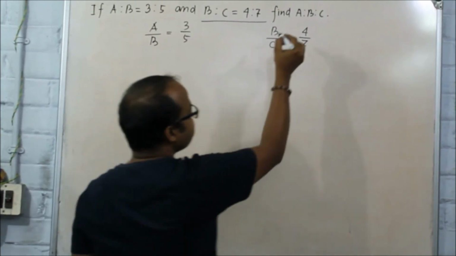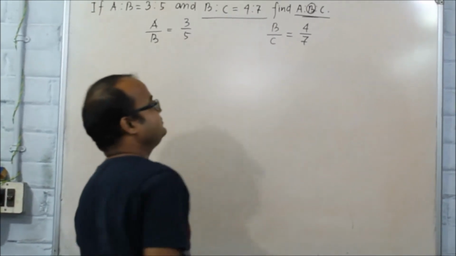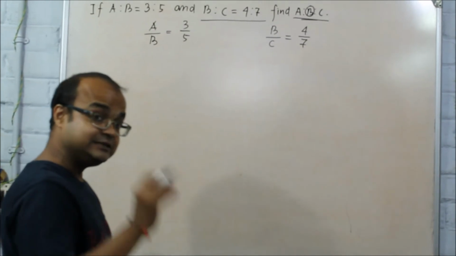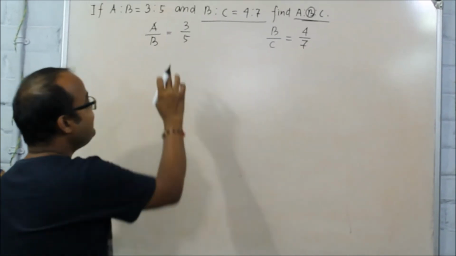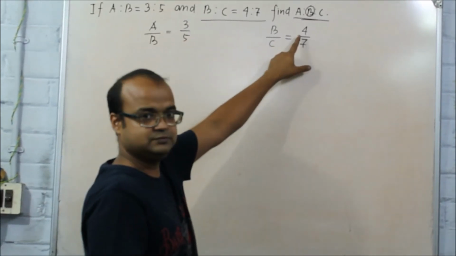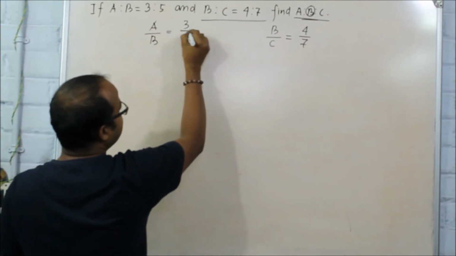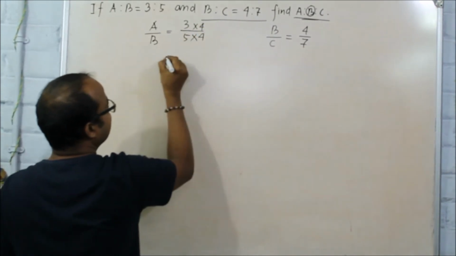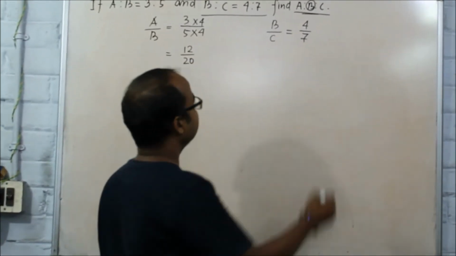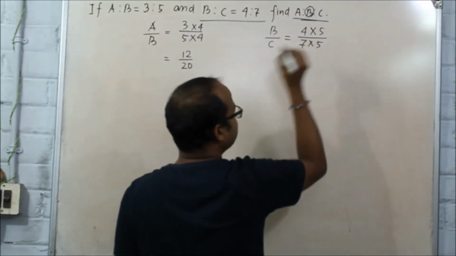Now students, see, there is one letter B which connects with A and C. That means what we'll do, we'll make these B equal. Now this is 5, this is 4. So now I am going to multiply numerator and denominator by 4. So we'll get 12 by 20. Now to make it 20, here I am going to multiply numerator and denominator by 5.